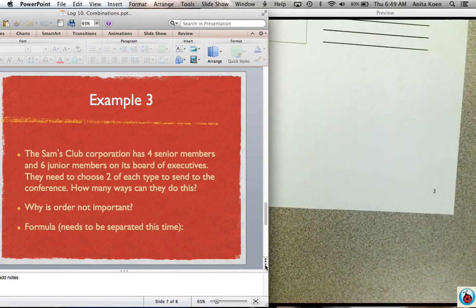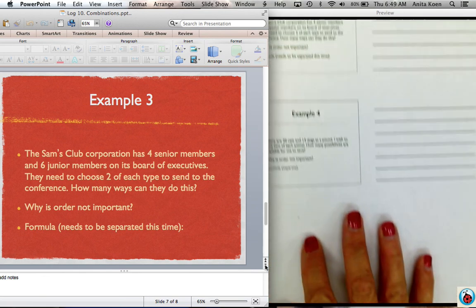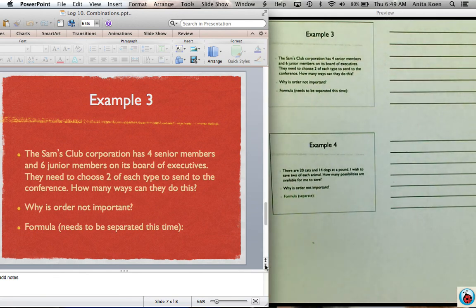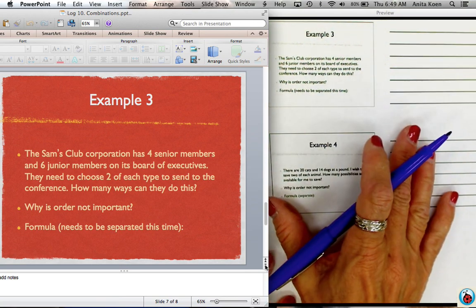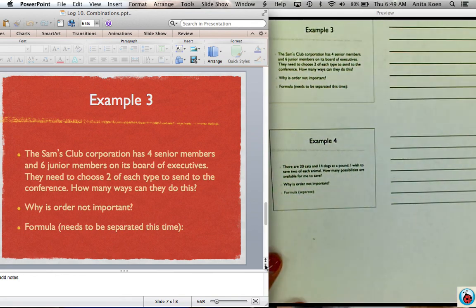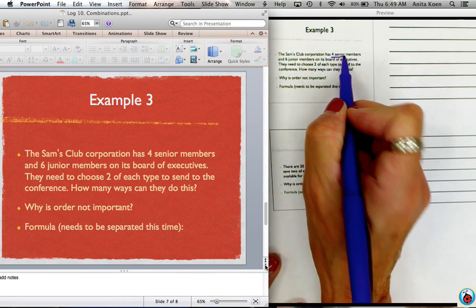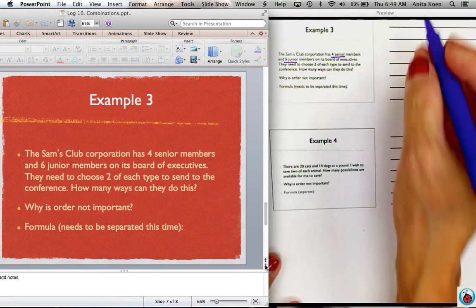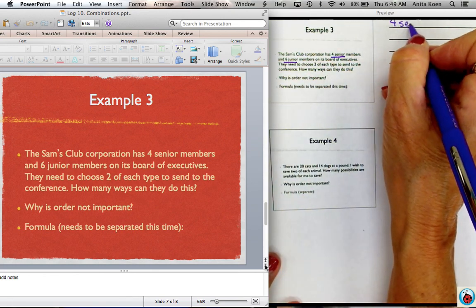Example number 3. Sam's Club has 4 senior members and 6 junior members on its board of executives. They need to choose 2 of each type to send to the conference. How many ways can they do this? This one's a little bit different than the last one. They have 4 senior members and 6 junior members on their board. Okay, 4 senior members.